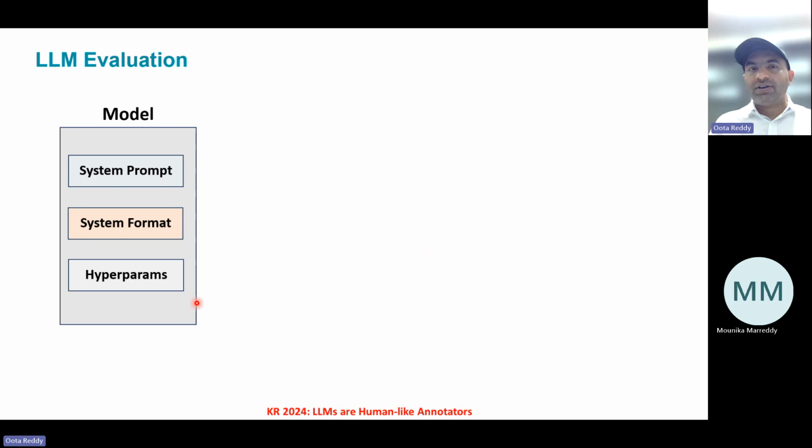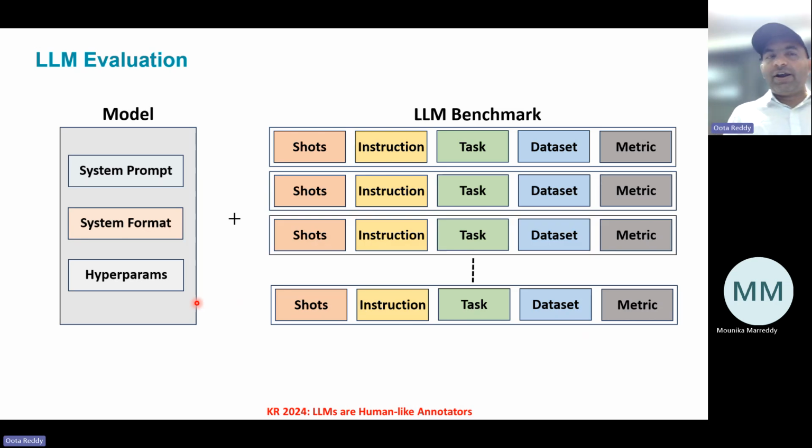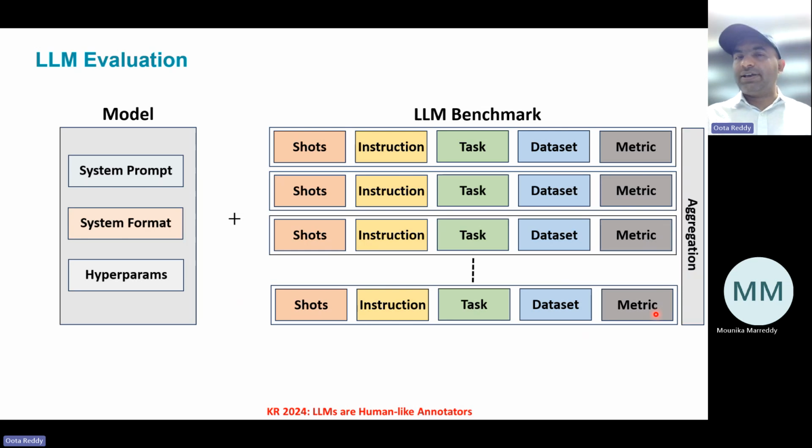For benchmarking an LLM, you can use zero-shot, one-shot, or few-shot, and you can also prepare an instruction, a template for the instruction, and what kind of task you want to solve. Whether it is arithmetic reasoning, common sense reasoning, or something else, you can also use a dataset of some examples, and finally there should be some metric to evaluate that. So the overall aggregation of all this will provide an LLM benchmark.